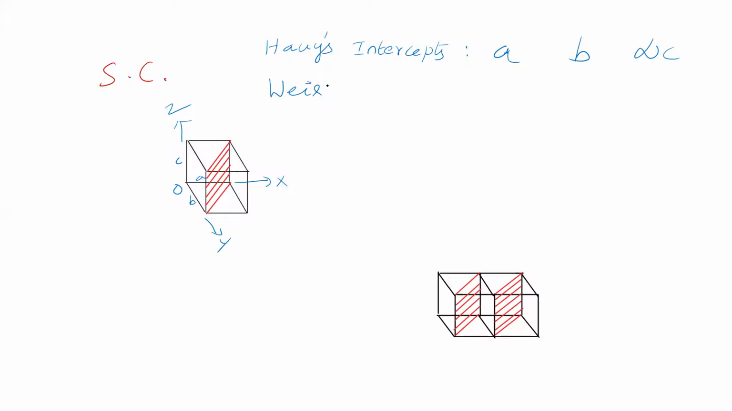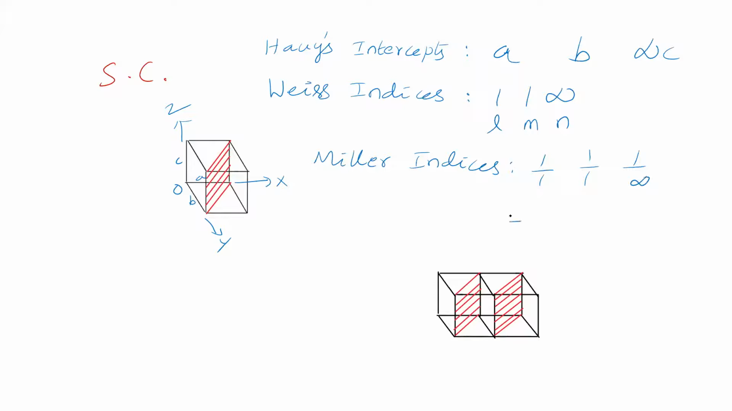Next we will see the Weiss indices. For A the coefficient is 1, for B the coefficient is 1, for infinity C the coefficient is infinity. These are L, M, N. Next we will see Miller indices. Take the reciprocal of these and get the simplest ratio. The simplest ratio is HKL. It is called Miller indices. Now this plane we have given here.